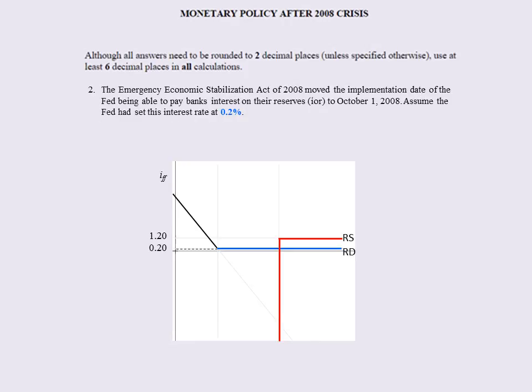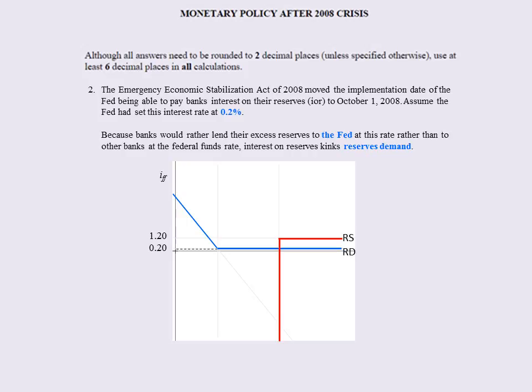The Emergency Economic Stabilization Act of 2008 moved the implementation date of the Fed being able to pay banks interest on reserves to October 1st of 2008. In our problem, we're going to assume the Fed has set this interest rate at 0.2%, which is depicted by the blue line segment in the graph on this slide. Because banks would rather lend their excess reserves to the Fed at this rate rather than to other banks at the negative federal funds rate equilibrium, interest on reserves kinks the reserves demand curve, which is now all in blue.